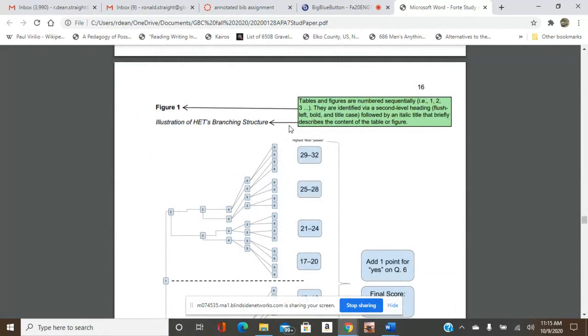So APA 7th edition adds this figure 1, what I would call figure 1, illustration 1, table 1, whatever you need to call it. They no longer want you to break up your text in the actual paper with the photos, with whatever. Instead, they now want you to put at the very end this tag, figure 1, image 1, whatever it is, right? It's a 2nd level heading, flush left, bold, and title case. And then right below it in italics is a brief description of whatever that is.